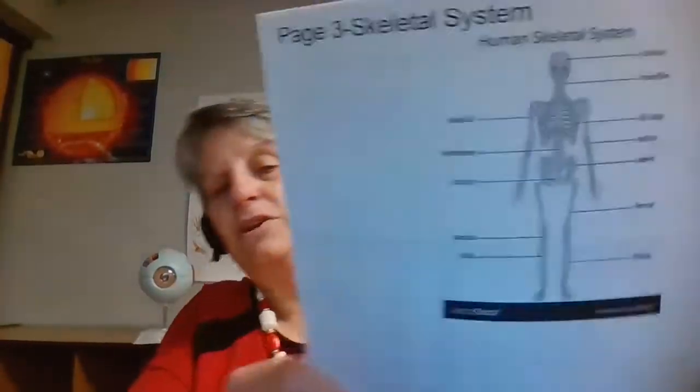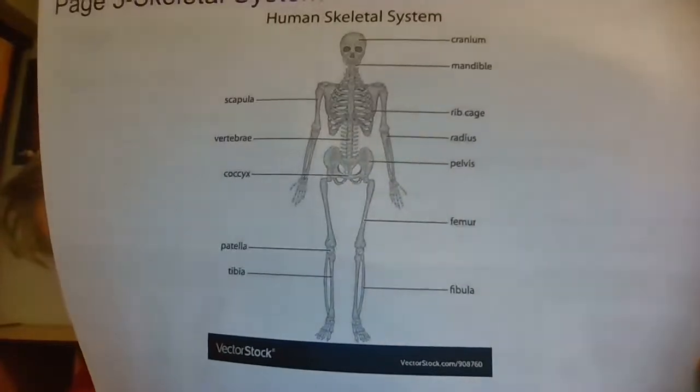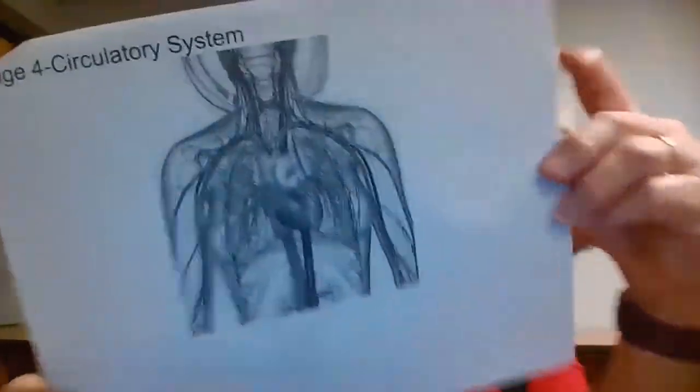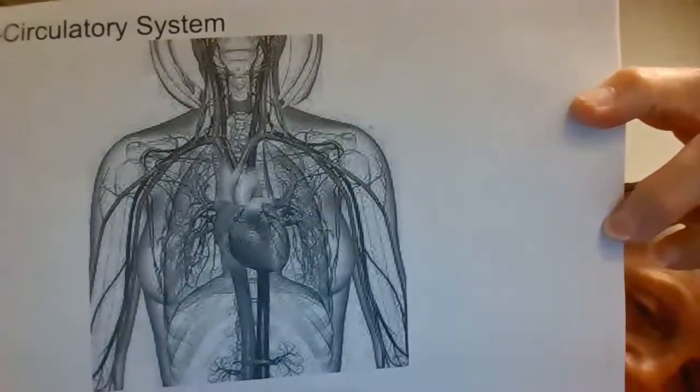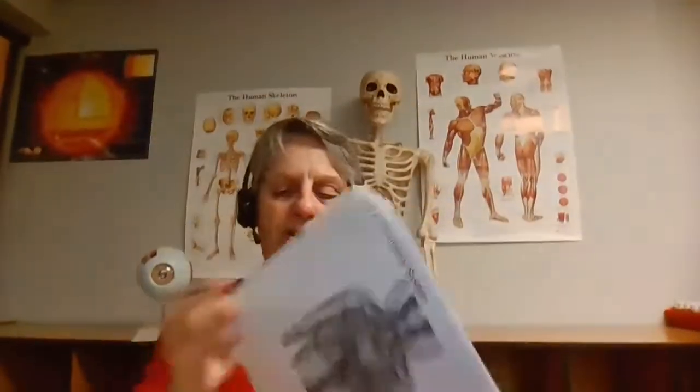That's the skeletal system, and here's a picture of it. If you were here in person, you would actually get to see Mr. Bones in person and touch him. The third system we're going to talk about is the circulatory system, and as I said, that involves the heart muscle and all of the blood vessels in your body, because that basically is circulating the blood and the nutrients and the oxygen through your body.